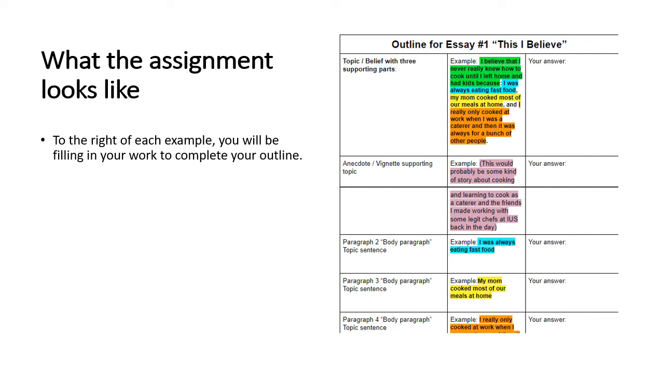To complete this assignment, you're writing a topic statement with 3 supporting statements. Your topic statement is your This I Believe statement. Your 3 supporting statements will become 3 paragraphs. And you're also going to be writing a short vignette or anecdote that supports the multi-part statement that you make at the beginning.